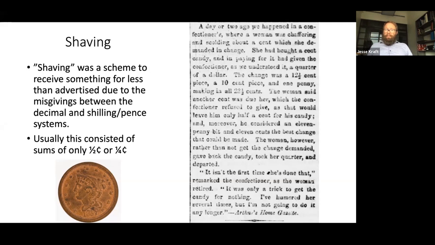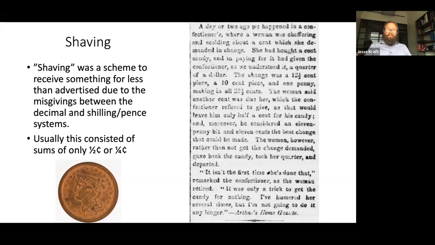She wanted to buy a piece of candy for 1 cent. She gave a quarter as her payment. And for the change, she received a 12 and a half cent piece, a 10 cent piece, and 1 penny, which equals 23 and a half cents. The woman said that another cent was due to her. The confectioner refused to give it. And at the very bottom, he says, "This isn't the first time that she's done that," remarked the confectioner as the woman retired. "It was only a trick to get the candy for nothing. I've humored her several times, but I'm not going to do it any longer."